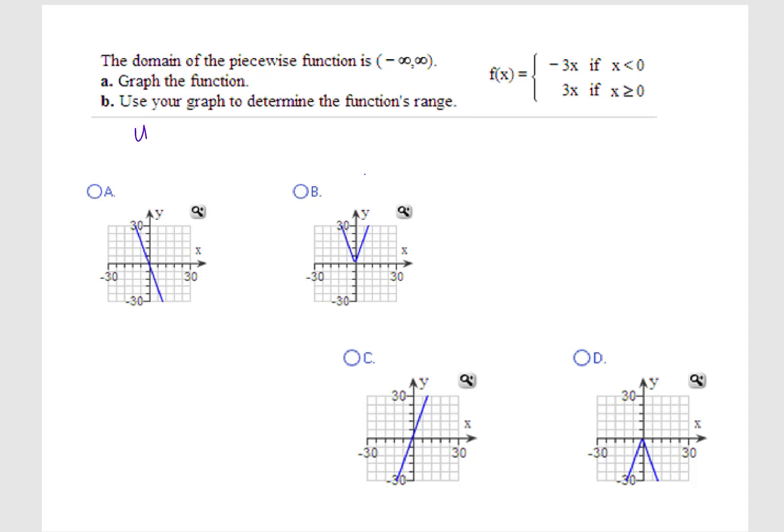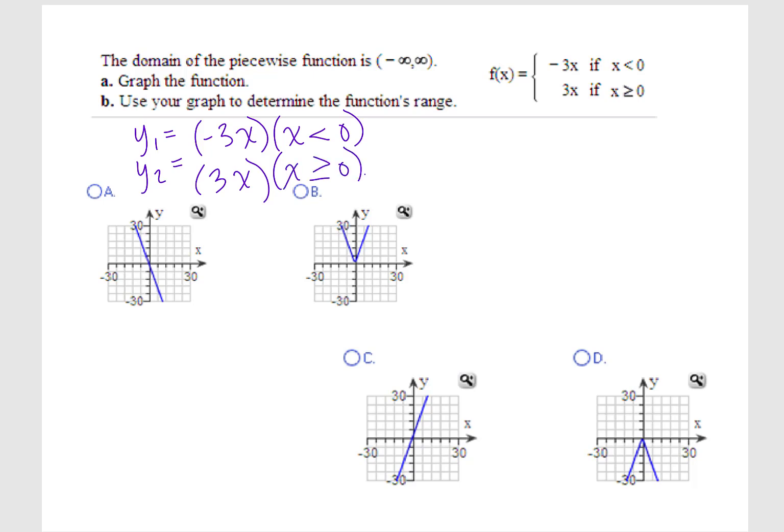I'm going to put negative 3x. And then in my second set of parentheses, when x is less than 0, then on my second row, I'll put positive 3x. And then in my second set of parentheses on that second row, when x is greater than or equal to 0. I find that sometimes it helps me to write that down separately instead of just trying to go directly from here to my calculator. Just less thought.